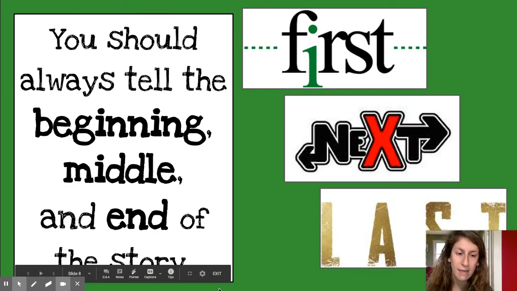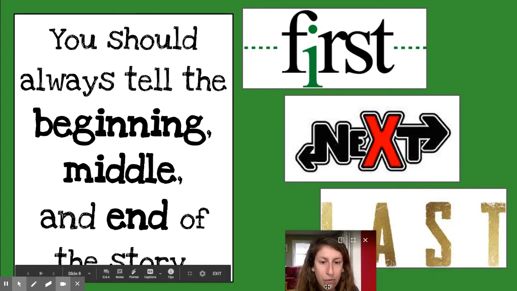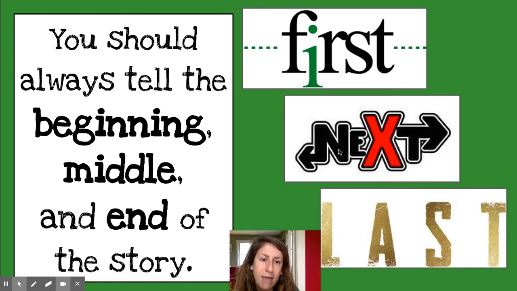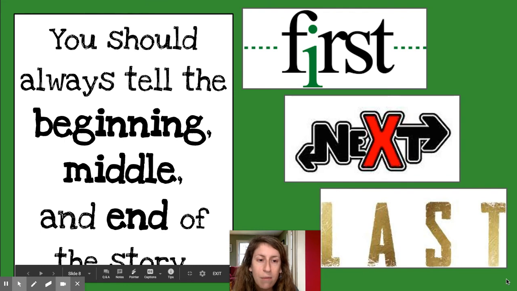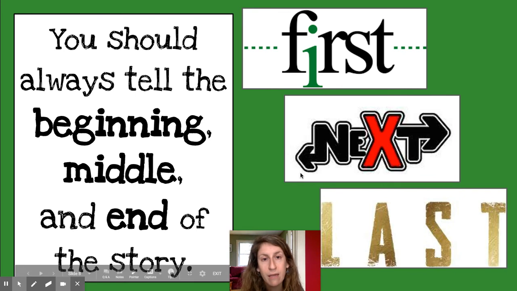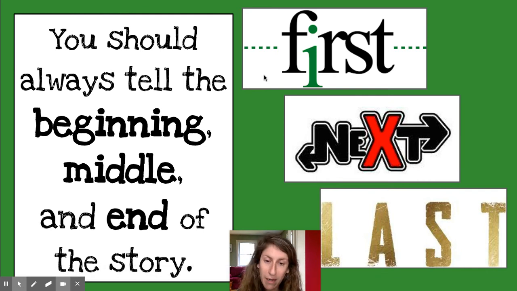The next thing that you need to do when you retell a story is talk about the beginning of the story, the middle of the story, and the end of the story. And I've included these words, first, next, and last, because those are the words you use when you tell about the beginning, the middle, and the end. So first, the beginning of the story. Next, the middle of the story. And then last would be what happens at the end.